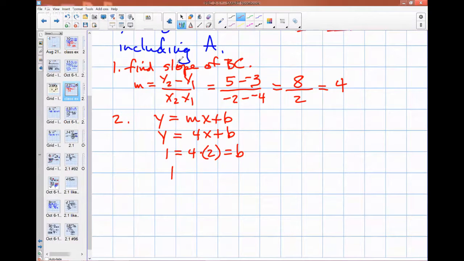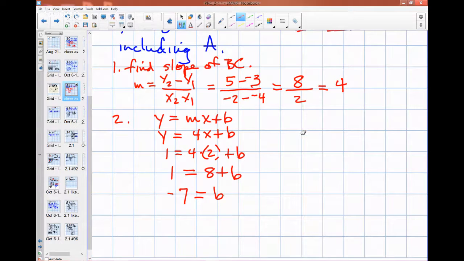Why did I put an equal sign there? There we go. Subtract 8 from both sides. We've got our y-intercept now.